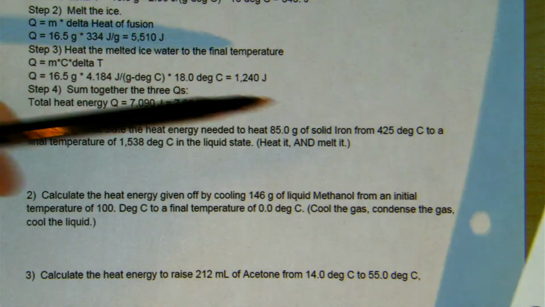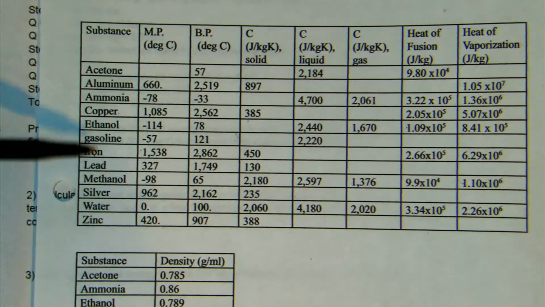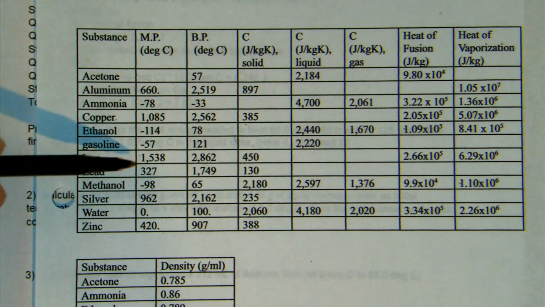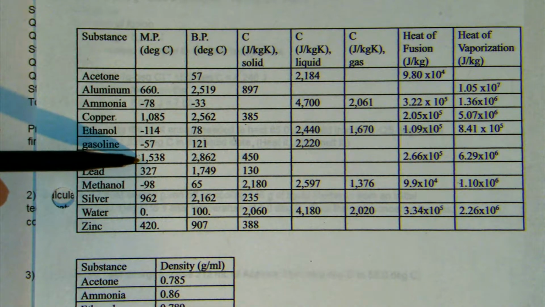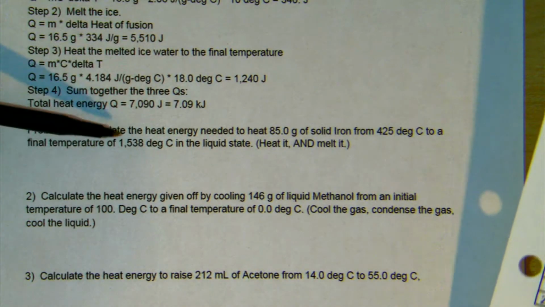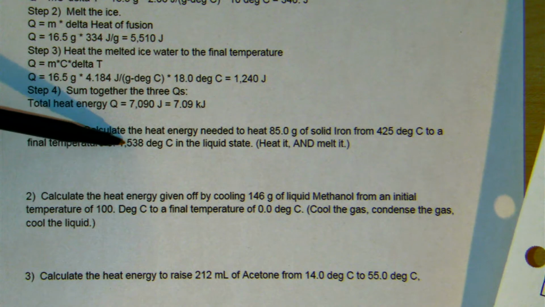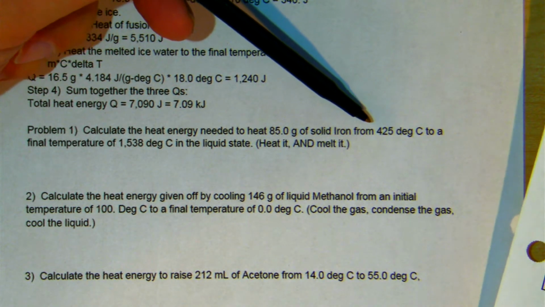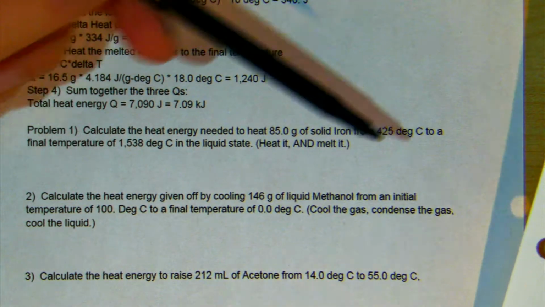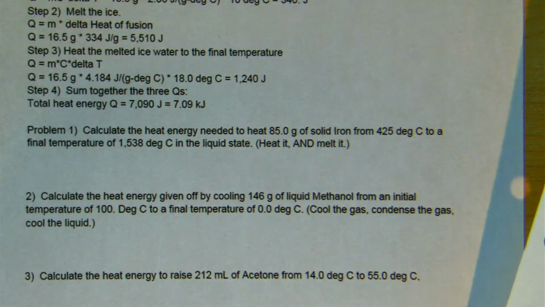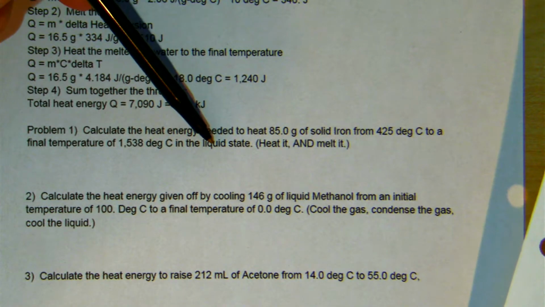The substance is solid iron. When I look at this table of information for solid iron, I see its melting point is 1,538 degrees Celsius. And this problem takes place at its melting point at the end. Now it begins far below that temperature, so it begins in the solid state, increases in temperature to its melting point, and finally is melted.